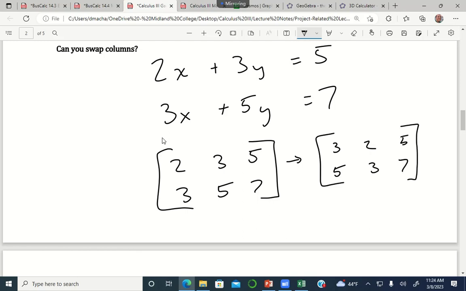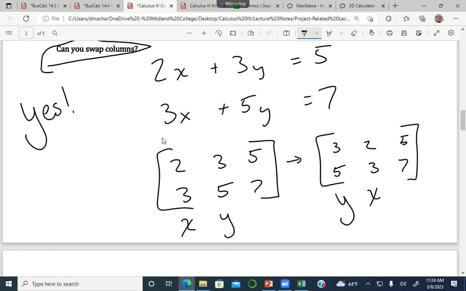What I've done now is I've changed the order in which my variables are represented. Right now, this is the first column representing x and the second column representing y. Now, the first column represents y and the second column represents x. So the answer to this, can you swap columns, is yes, you can, but you have to keep track of the order that your variables were in, right? You can't do this and then expect to read off your variables x, y, z. Now you've got to remember that your variables are in a different order, y, x, z, when you read out your solution. But that is possible.